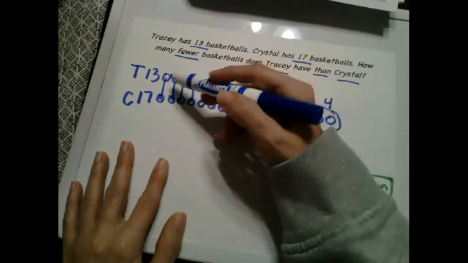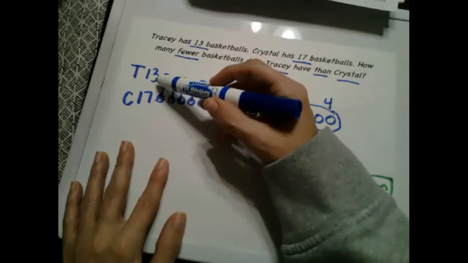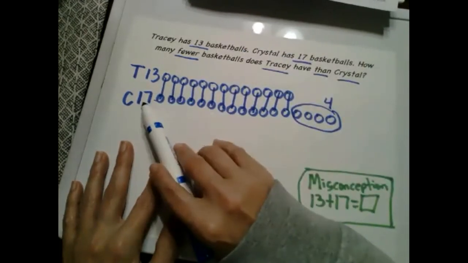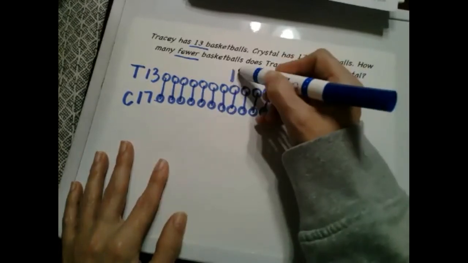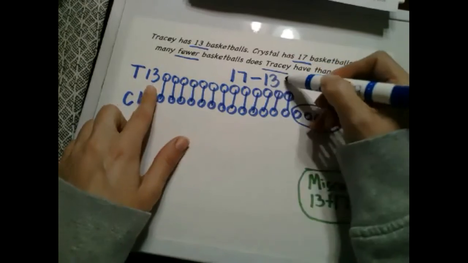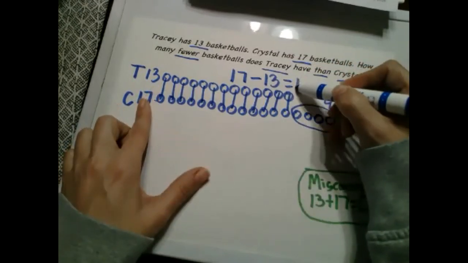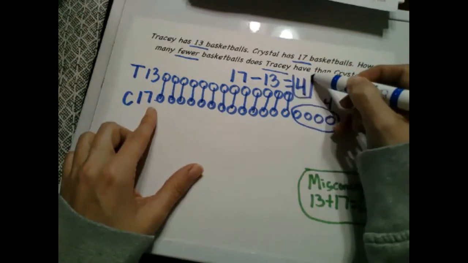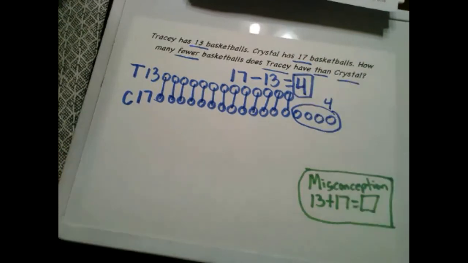So since I'm subtracting, I always put my biggest number or my whole first. My whole would be 17. So 17 minus the 13 equals my 4. And since 4 is what I was trying to find, that would be my box.